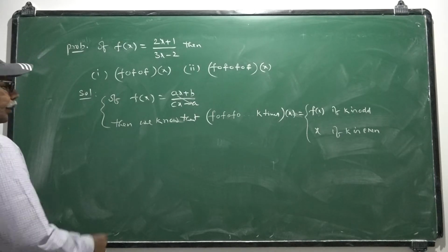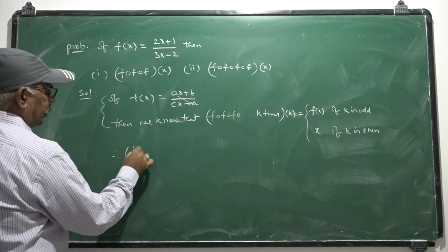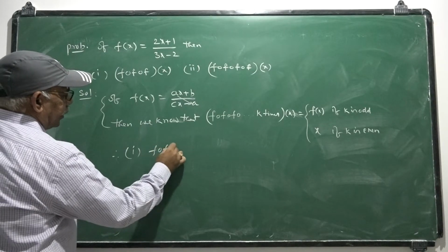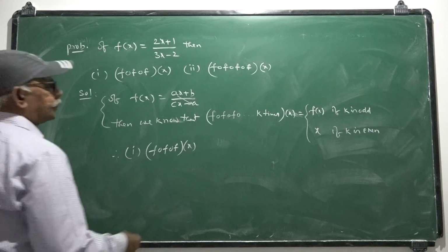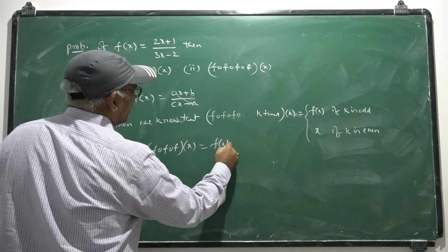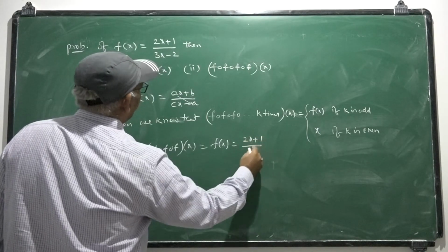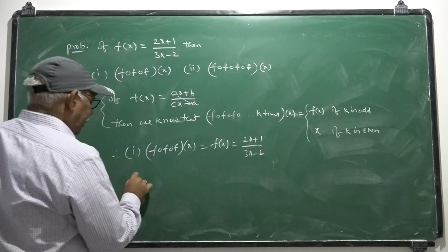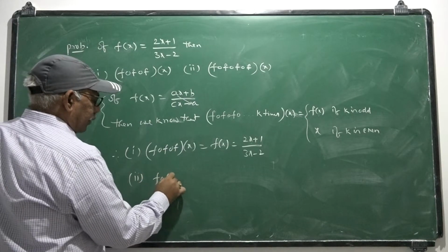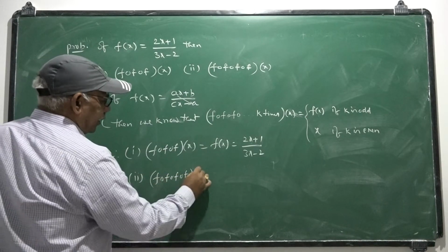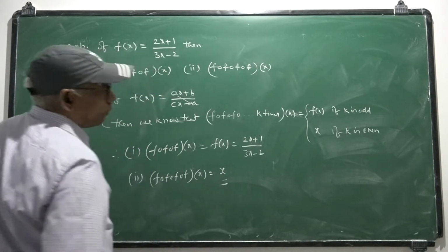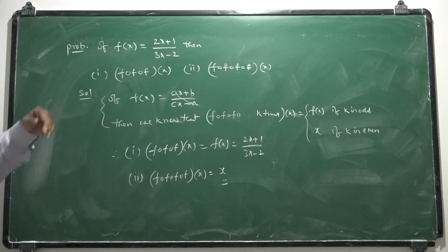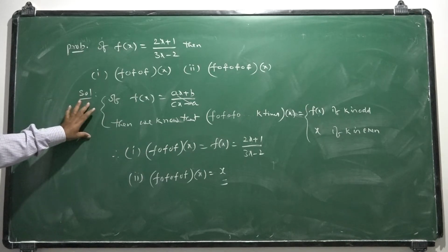Based on this, the first one, f∘f(x): here f is repeated an odd number of times, hence this is f(x), that is (2x + 1)/(3x - 2). Whereas for f∘f four times, an even number of times f is operated, we get x itself. So this is one important point related to the composition of mappings.